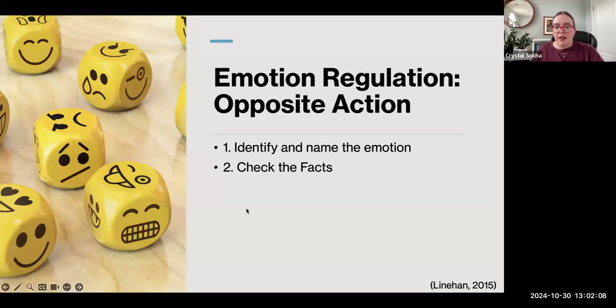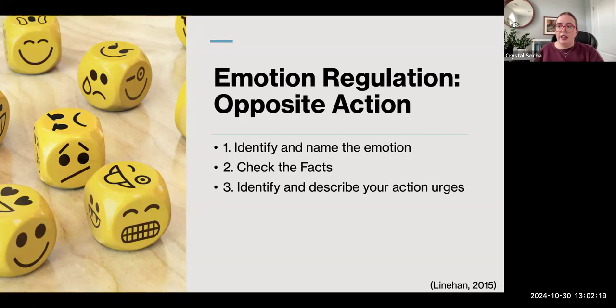You want to help this person check the facts like we just did. And if the facts don't fit the situation, then we're going to work with someone to act opposite. So now we're helping them to identify and describe their action urge. For example, how do you feel when you are on your way to work, let's say you're drinking your cup of coffee in the car and you're already running late, and someone cuts you off and they're driving 20 miles under the speed limit? How might you feel in that situation?